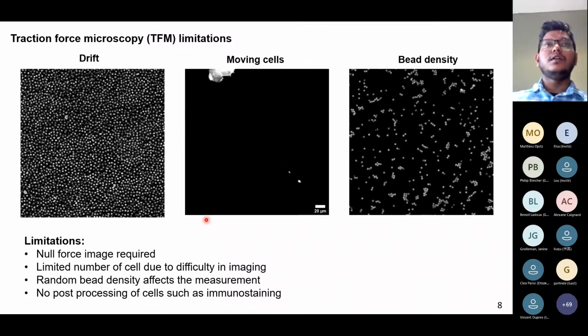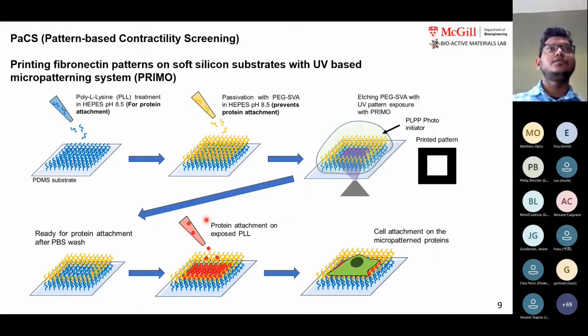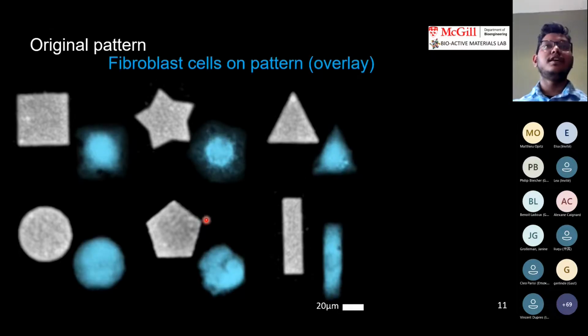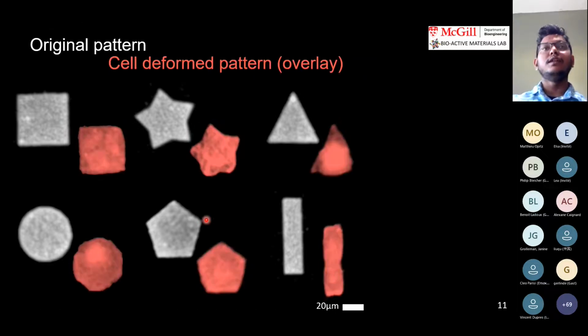To tackle all these issues, we made a technique called pattern-based contractility screening. In this technique, first using Primo, we print fibronectin patterns on soft silicon substrates. This is how the fluorescent fibronectin patterns look on 12 kilopascal silicon substrates. Then we confined fibroblast cells on these patterns. What we saw is that the cells not only take the shape of the patterns, but they also deform the patterns into random arbitrary shapes.